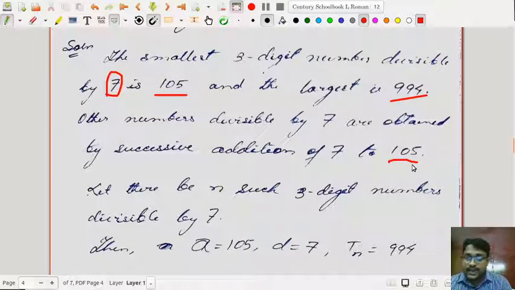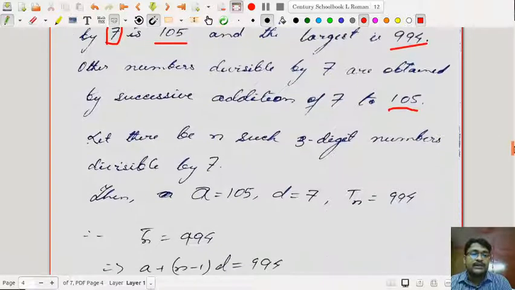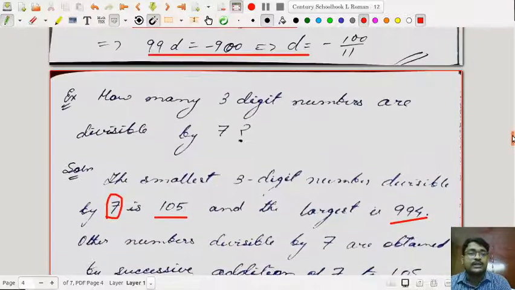What is the next multiple of 7 after 105? It will be 105 plus 7, so that is 112. Next will be 119. That way it will continue. So it's an arithmetic progression with first term 105 and common difference 7. Now I need to find out which term is 994, that is, for which value of n I will get the term as 994. So the problem reduces to this.